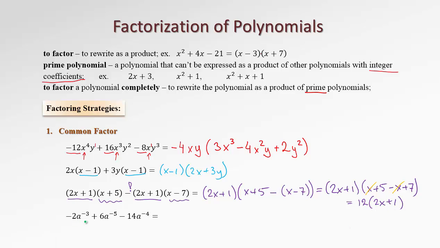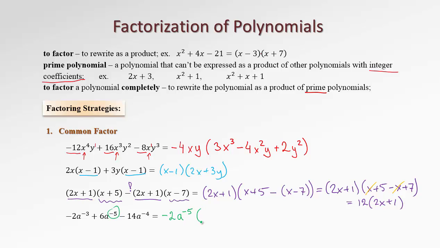Here we have an expression that is not really a polynomial, but we can still attempt to factor it. Let's take common factor for numerical coefficients with the negative sign. So it's negative 2. And then we use the base a to the lowest exponent. So out of negative 3, negative 5, and negative 4, negative 5 is the lowest. So we pull a to the negative 5 out of the bracket.